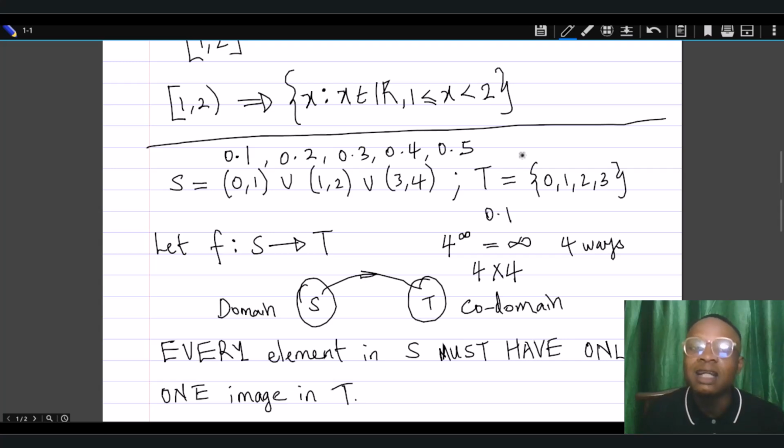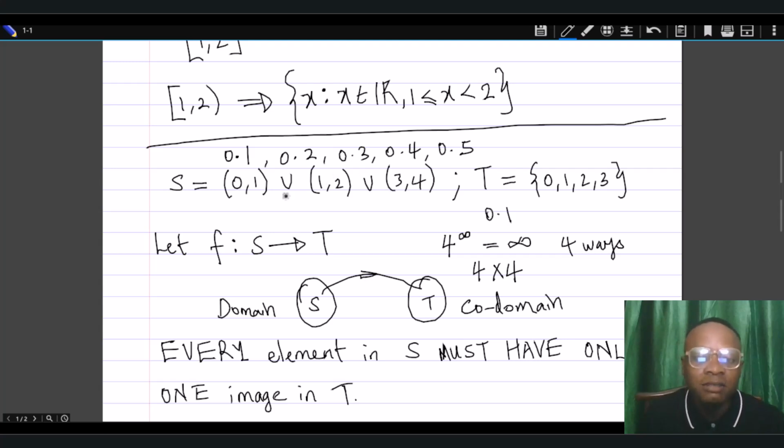Strictly increasing means there is no possibility of the outputs being equal if the numbers we are putting into the function are not equal. So that is the idea. In this case, we can see that there is no way to define a strictly increasing function with this set S and this set T, because S contains an infinite number of elements. There are not enough elements in T to go round.